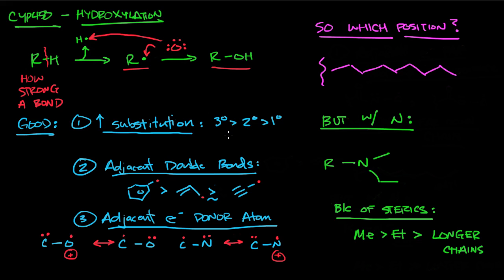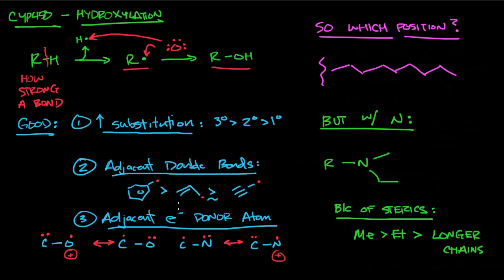Second thing that tends to be good, adjacent double bonds. So if you have a benzene ring attached, that's really good. That's better than having a double bond attached. Adjacent double bonds and triple bonds tend to be good because you can donate electron density via resonance, by pushing the electrons and stabilizing the radical. So benzylic tends to be the best, followed by the double bond. Double bond and triple bond are about the same. Double bond is slightly better. The difference is probably only like 1 kcal.